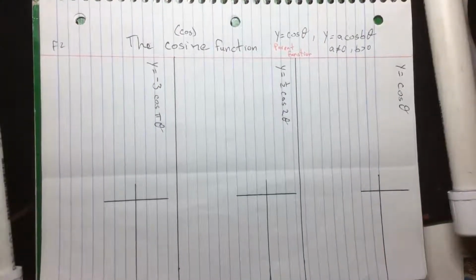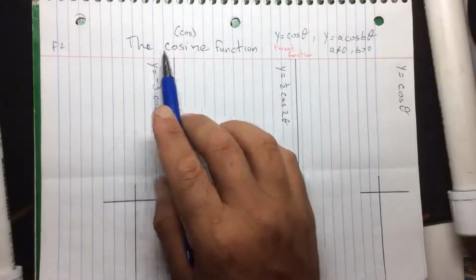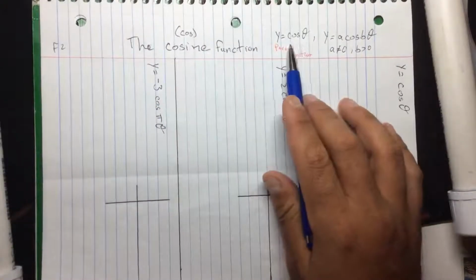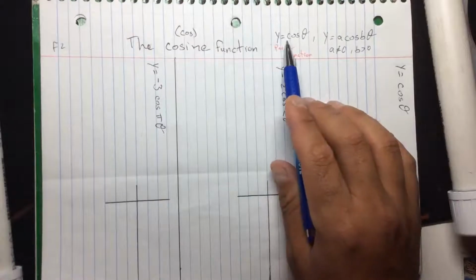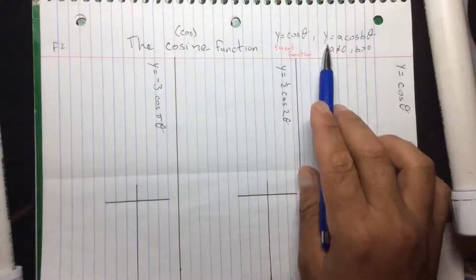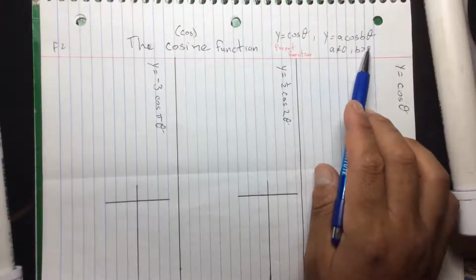This is Foldable number 2, and this is graphing the cosine function. Our parent function is y equals cosine theta, and the one we're going to be using for the majority of them is y equals a cosine b theta. I'll go ahead and go here. Let me zoom in real quick.